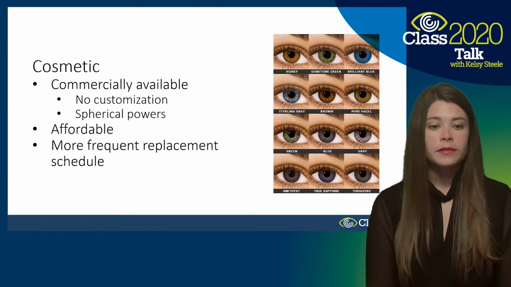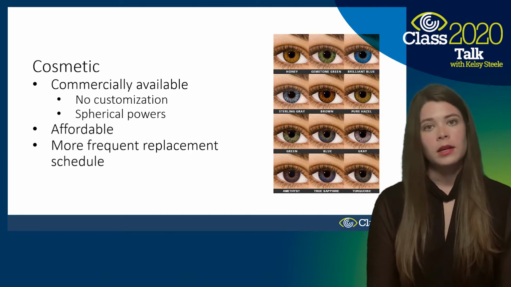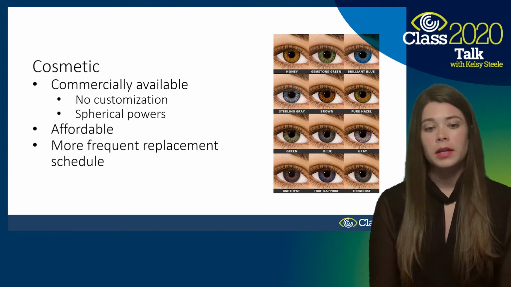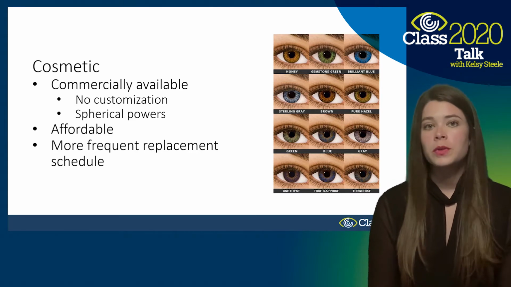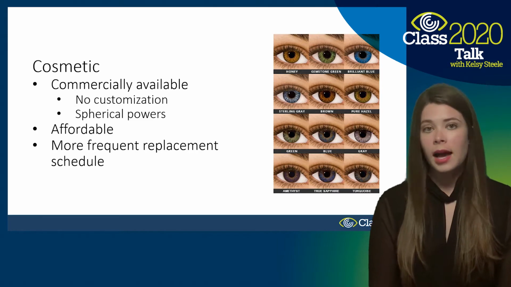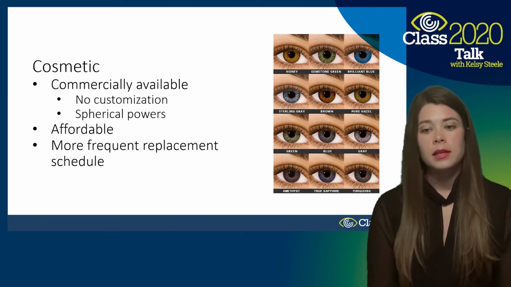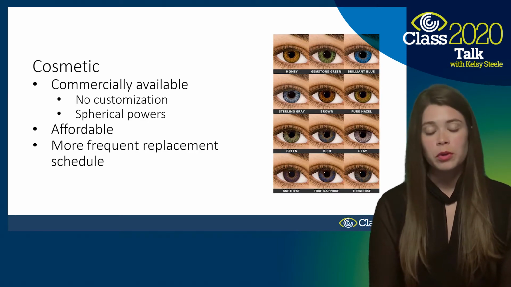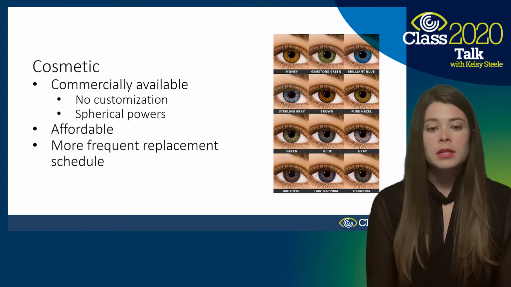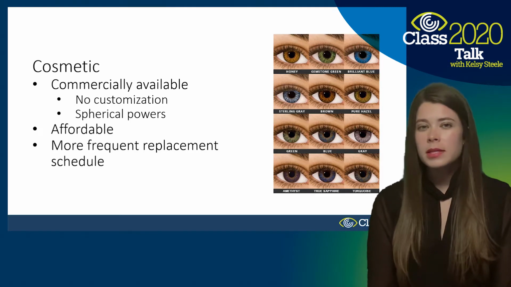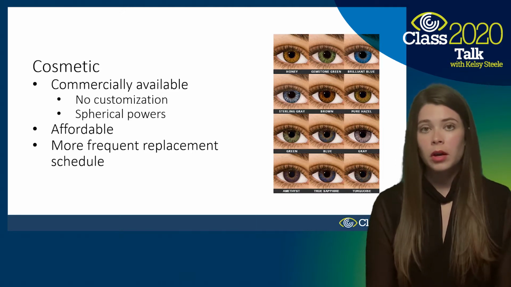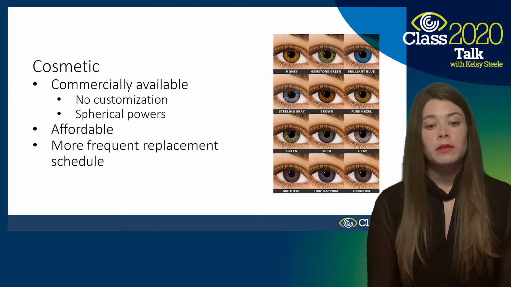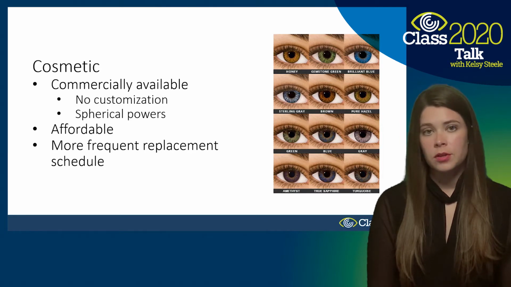So to start off, cosmetic contact lenses, like I said, are those commercially available lenses. These don't really have any customization, so you kind of get what you get as far as the size and the color and the opening in the middle of the lens for your pupil. Some of these will come in spherical powers. There used to be some that came in toric. I'm not sure if there are some in other parts of the world that are available. And these are going to vary as far as their replacement schedule.